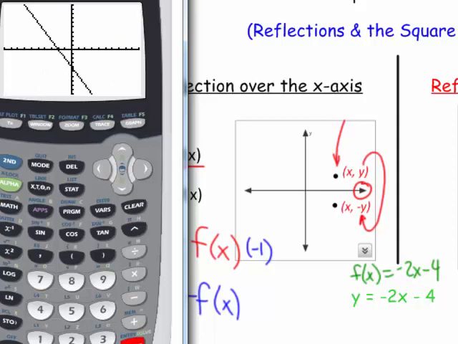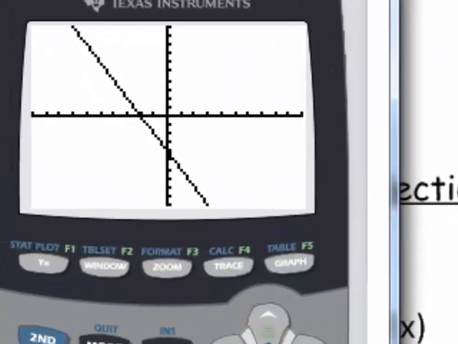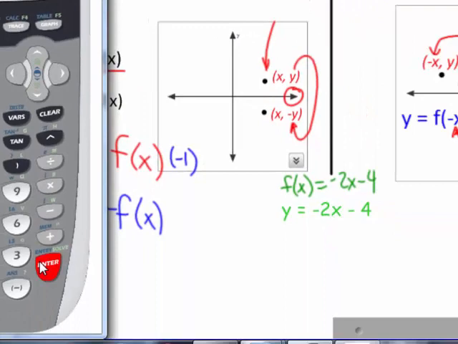So there's my graph. If I want this to reflect over the x-axis, so here's my x-axis, if I grabbed a point, let's say this point right here, it would reflect the same distance away on the x-axis over there. So I'm thinking this thing's going to look something along the lines like that. Okay, well, let's actually do that on our calculator now. But before we do that, let's look at what we do to our equation.